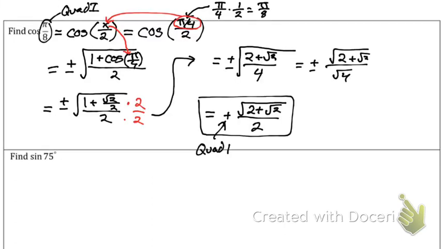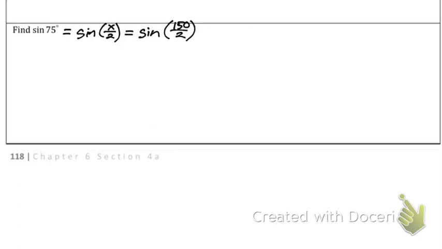Why do you double it? Because what's 150 divided by 2? These need to be both equal. 150 divided by 2 equals 75.